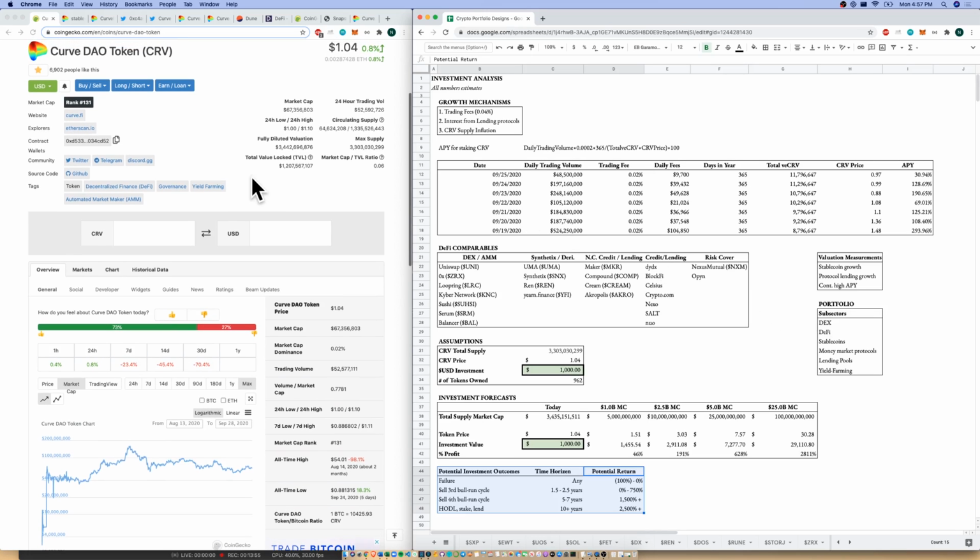Let me know your thoughts. A lot of potential here. We do have cash flows, which I love to see for crypto organizations.